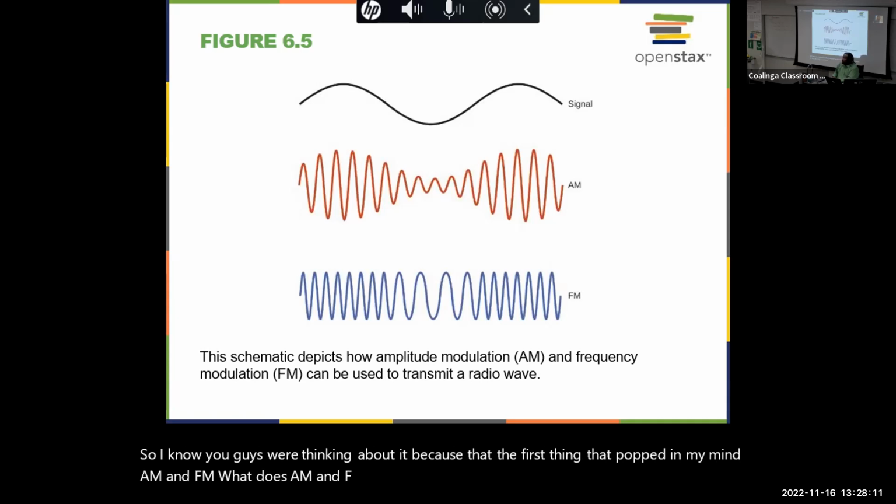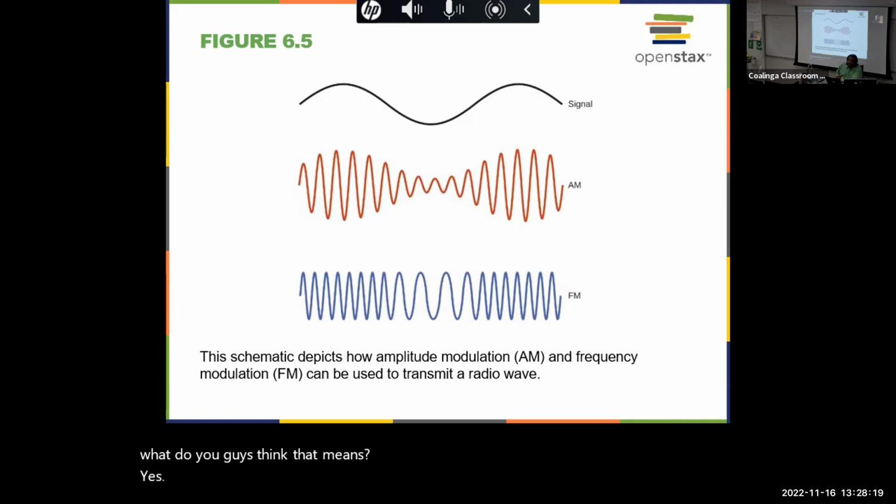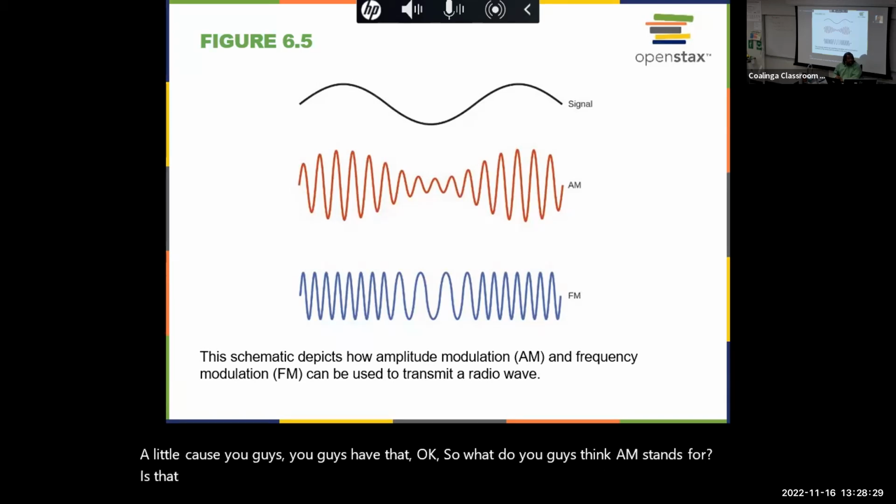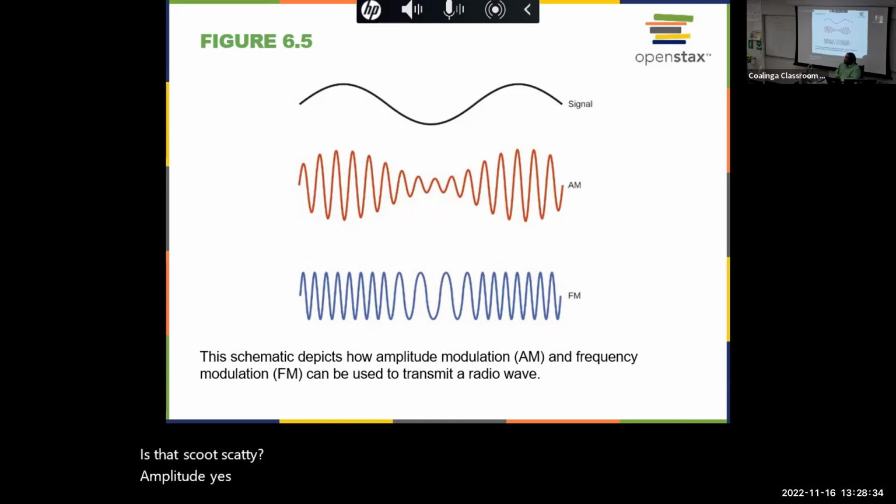Right? So AM stands for amplitude modulator. What do you guys think that means? Okay. So what do you guys think AM stands for? Amplitude, yes. So it's amplitude modulating, right? So amplitude modulating basically means the amplitude is modulating.